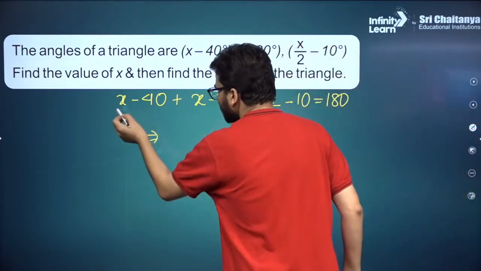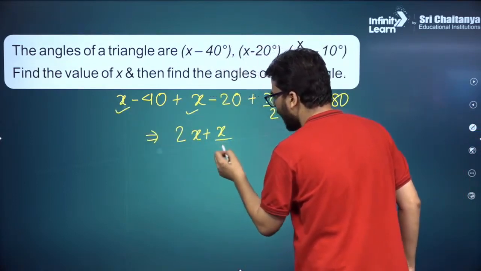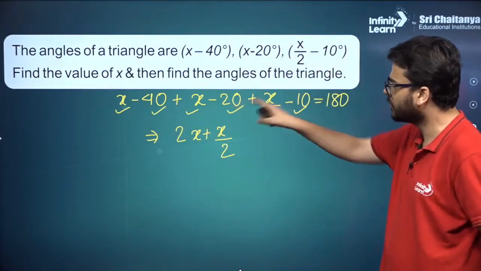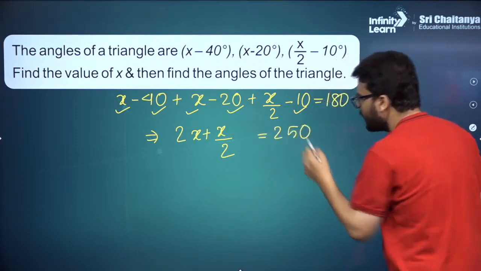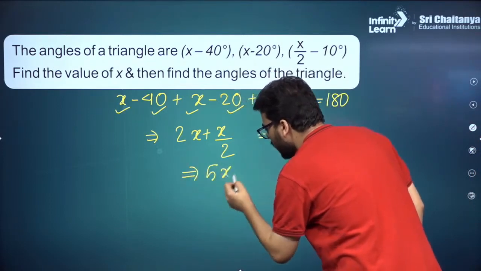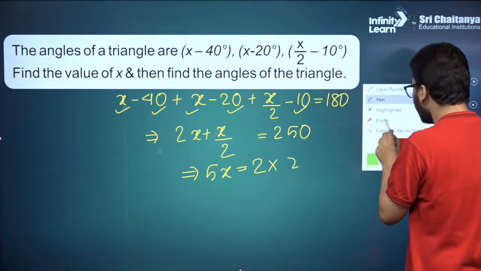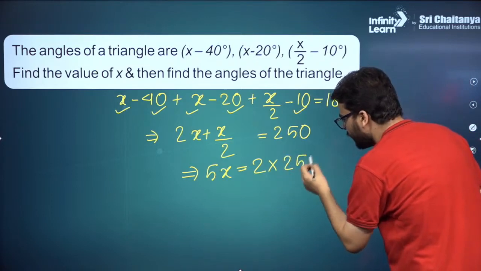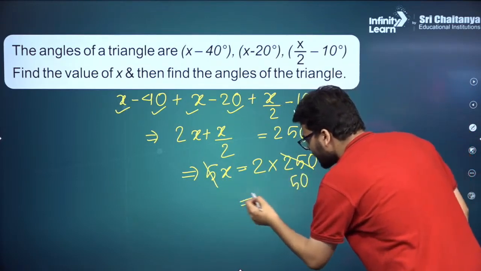So you see, I can say this is x plus x, 2x, plus x by 2, and these things I can take on the other side of the equation. So that will be equal to 250 over here, right? You can solve this equation, you'll get 5x by 2 equal to 250. I can multiply 2 on the other side of the equation. Now 5 5s are 25. So therefore x is coming out to be 100.